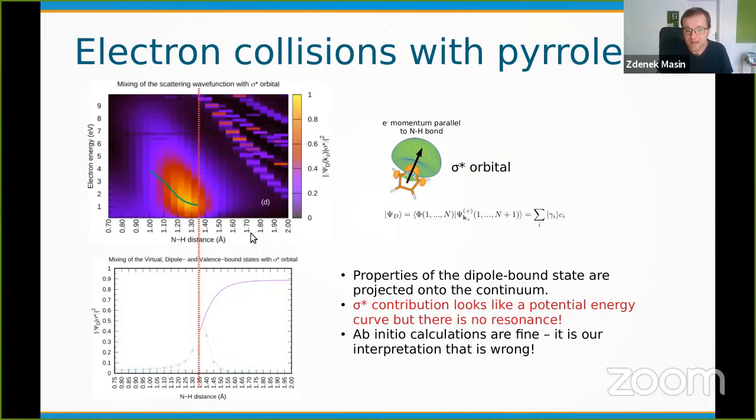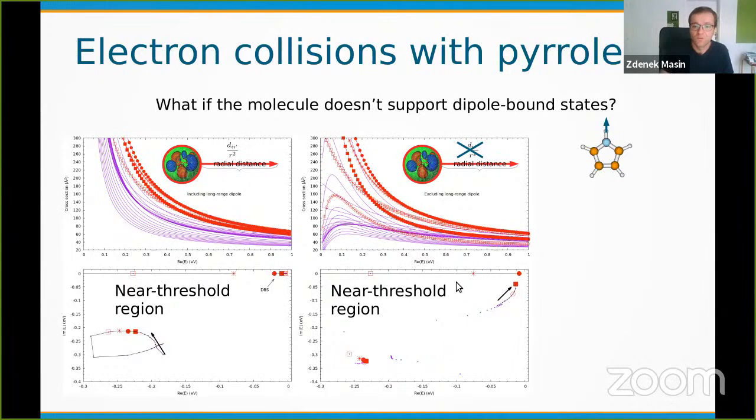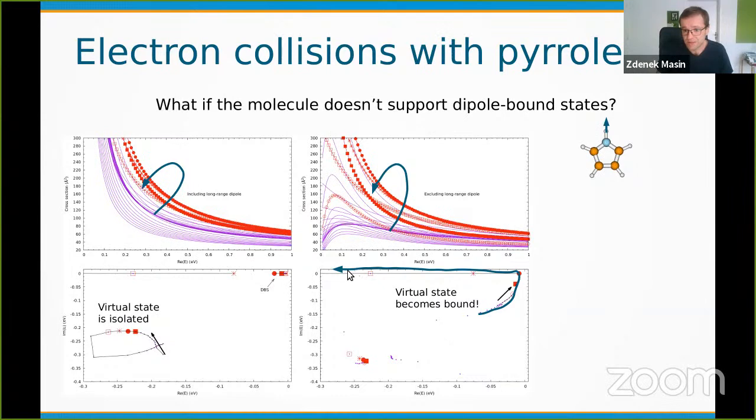So our ab initio calculations are fine. It's only our interpretation of the process that was wrong. So there's also a question of what happens when the molecule does not support bound states. And it basically reduces to the fact that the dipole bound state is replaced by a virtual state. So it's actually a rather simple mechanism.